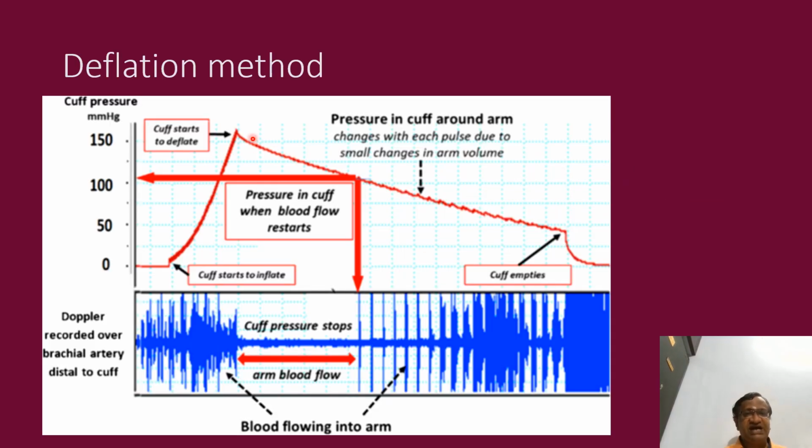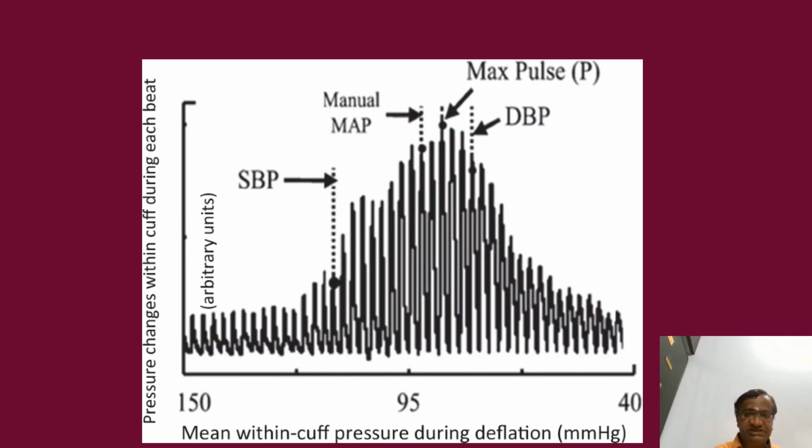Now the deflation starts. The cuff starts to deflate here and the cuff empties here. Now the cuff pressure stops. Arm blood flow is fine. This is the systolic and diastolic pressures in the deflation method, and Doppler recorded over the body laterally. And it measures how.